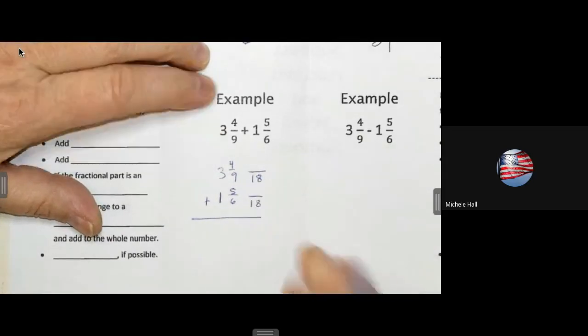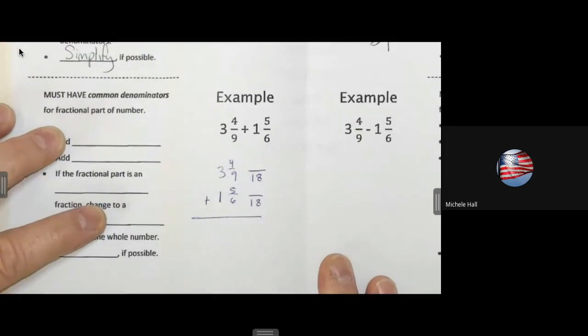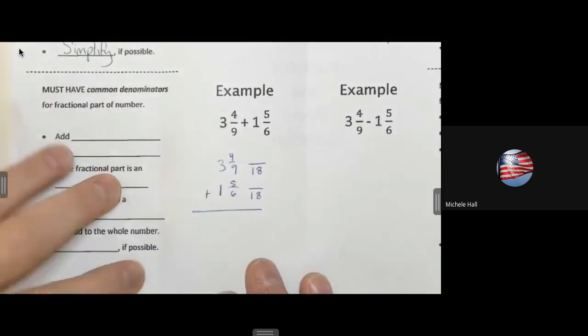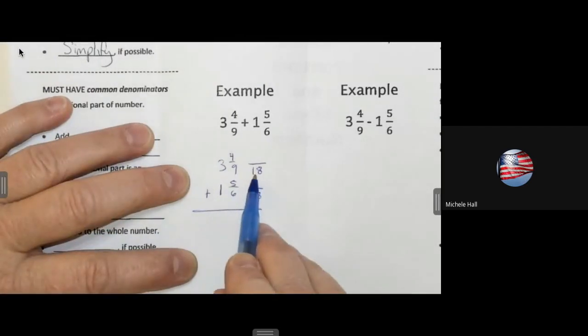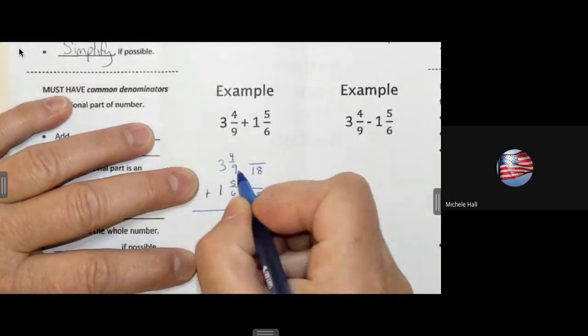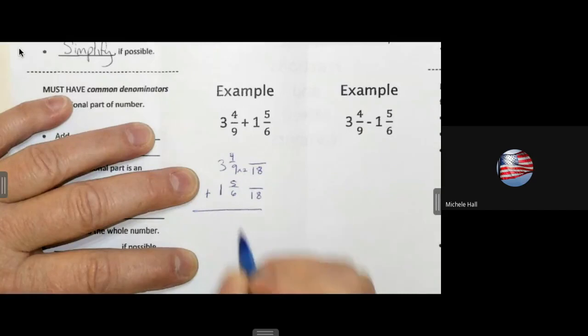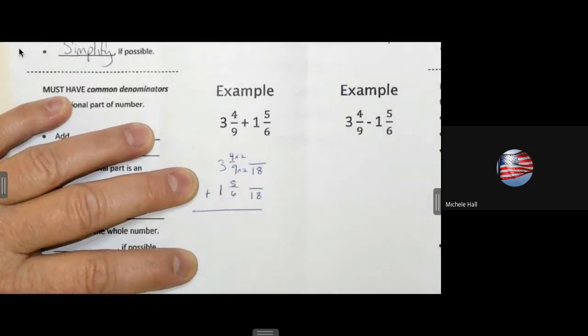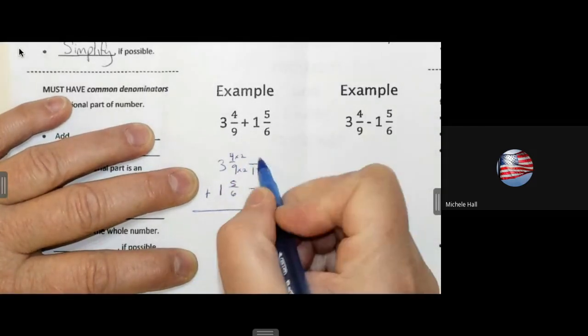Notice how I've got my fraction bars lined up next to each other. I've left space so that I can do a little bit of number crunching. Like 9 times what was 18? So if I do 9 times 2 like this, it reminds me that I need to do the same thing in my numerator. 4 times 2, 8.